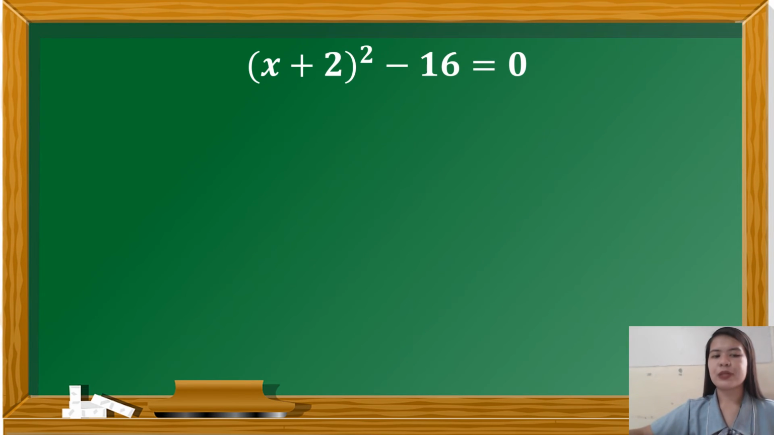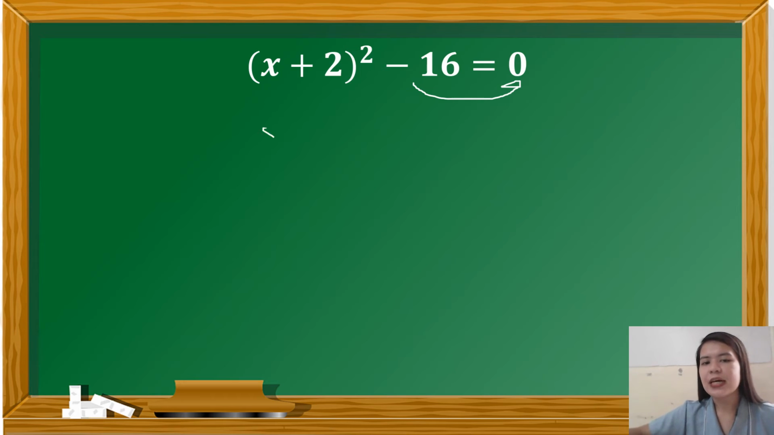Let us have our next example. X plus 2 squared minus 16 is equal to 0. As you can see, we have a different case here. Please take note of the steps. First one, move negative 16 to the other side of the equation, giving us x plus 2 squared is equal to positive 16.